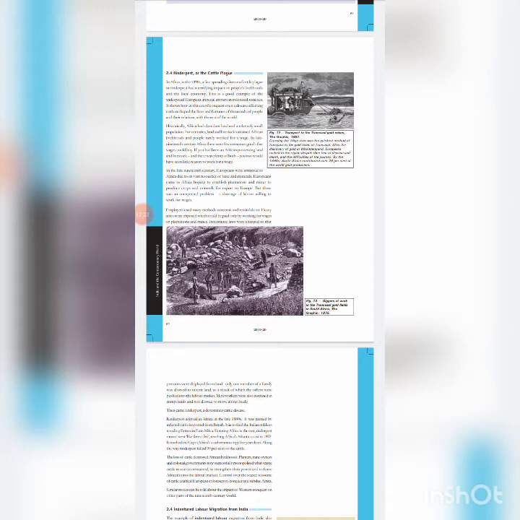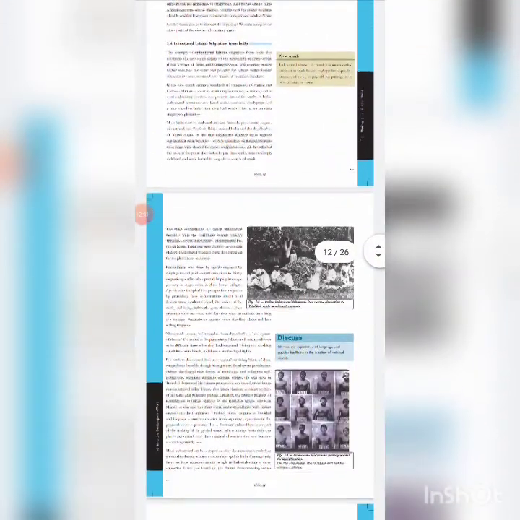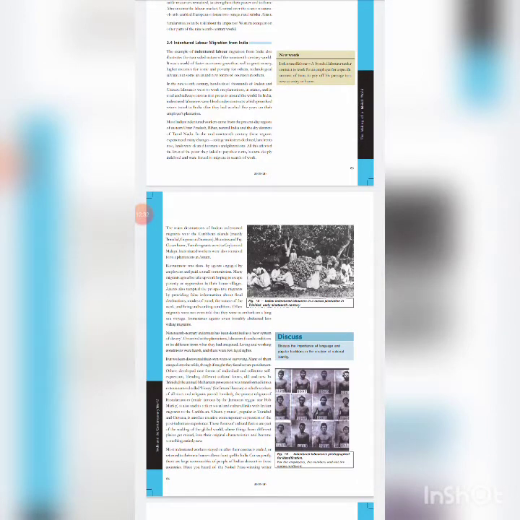Now, indentured labor migration from India. Indentured labor illustrates the two-sided nature of the 19th century world, a world of faster economic growth as well as great misery, higher income for some and poverty for others, technological advance in some areas and new forms of coercion in others.